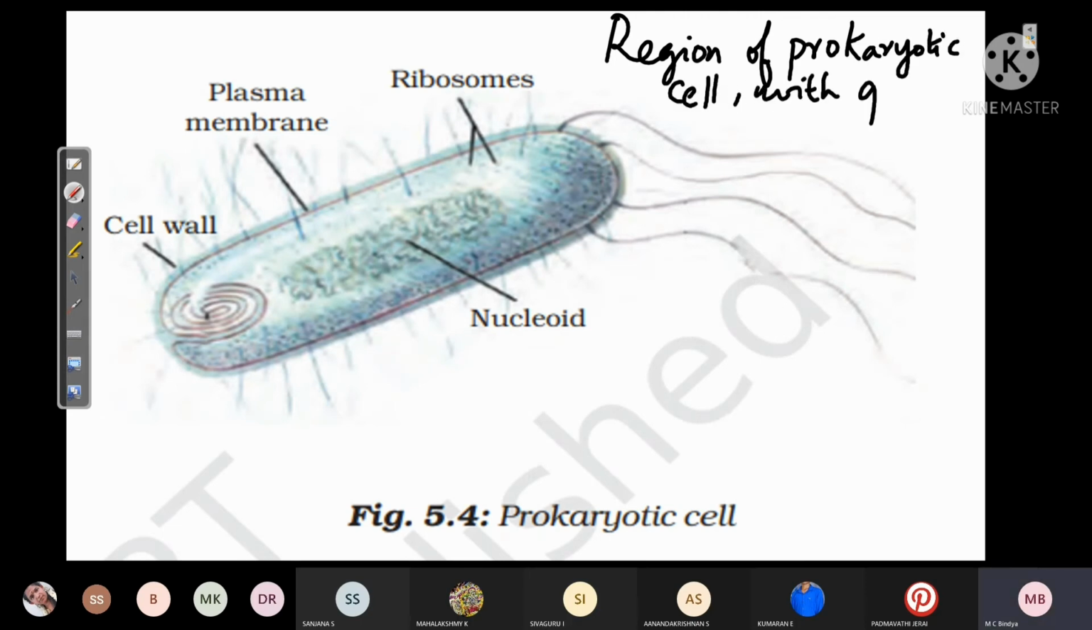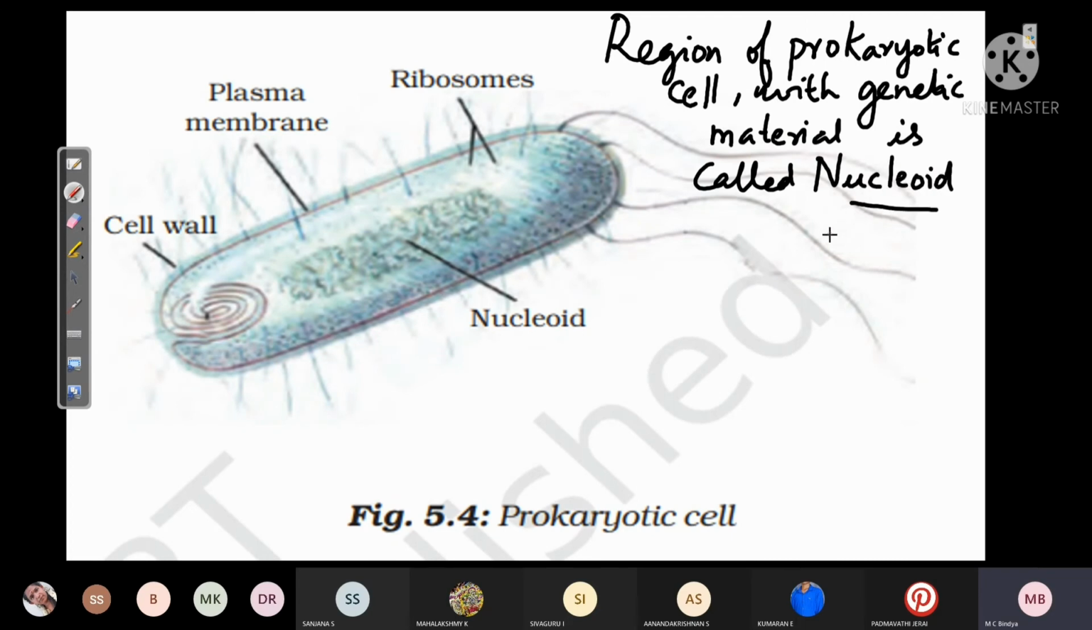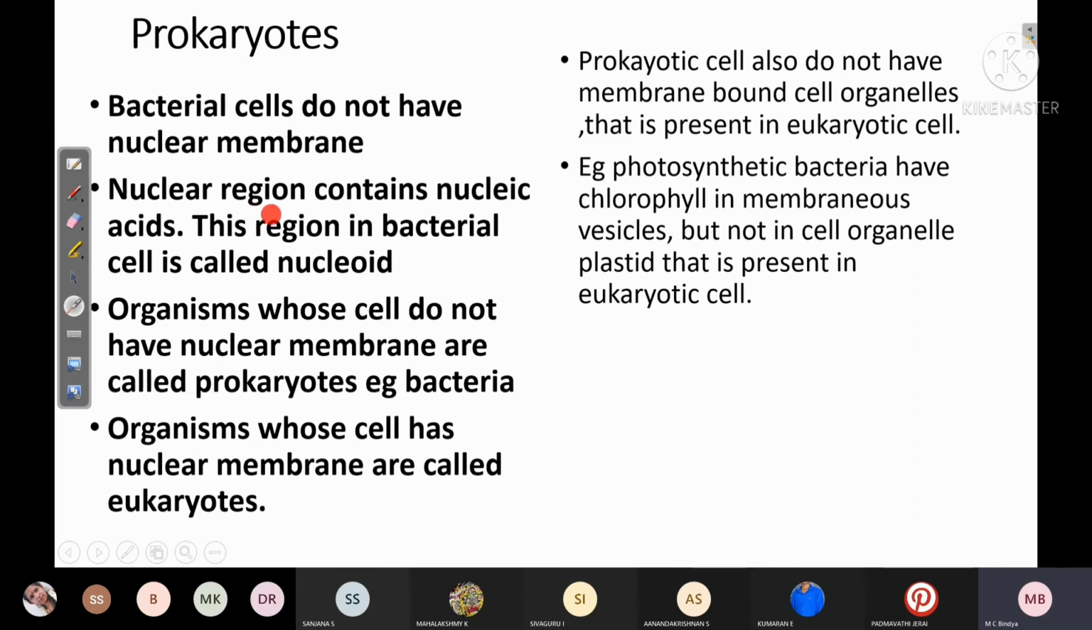with genetic material is called nucleoid. Nucleoid, because you cannot call it a nucleus. If you have to call it a nucleus, the nuclear membrane should be there. But bacterial cells don't have a nuclear membrane. So this region is called the nucleoid region. The nuclear region contains nucleic acids or genetic material, you can write. This region in a bacterial cell is called nucleoid.